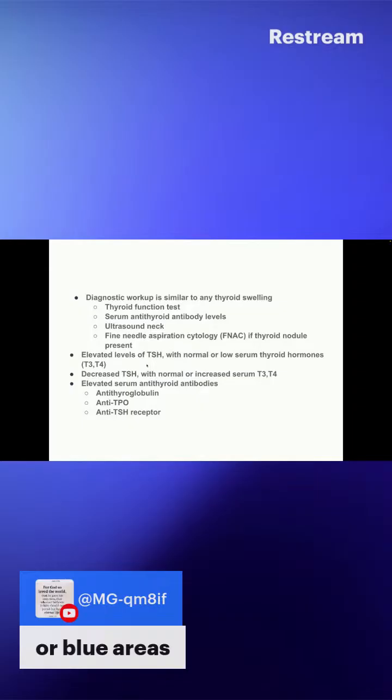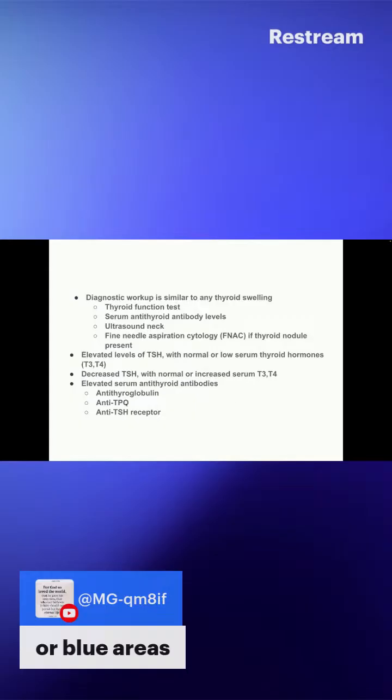That's the hard thing about diagnosing Hashimoto, that the presentation can be very different. It can present with hyperthyroidism, as I said, or it can present with normal or low serum thyroid hormones. It depends on what stage of the disease the patient presented. And there is also an elevated serum antithyroid antibody.